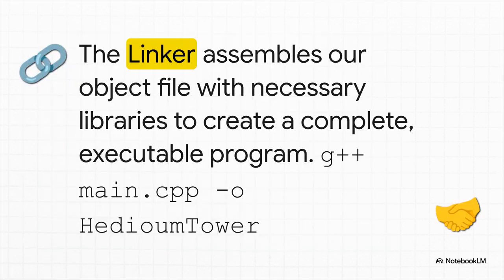So for that final assembly, we need a specialist. This is where the linker comes in. The linker is basically the project foreman. Its job is to take our custom-built part, main.o, and connect it to all the standard off-the-shelf stuff. You know, the plumbing, the electrical, the elevators. In our code, that's the iostream library that lets us print things to the screen. The linker wires everything together into one solid working building.